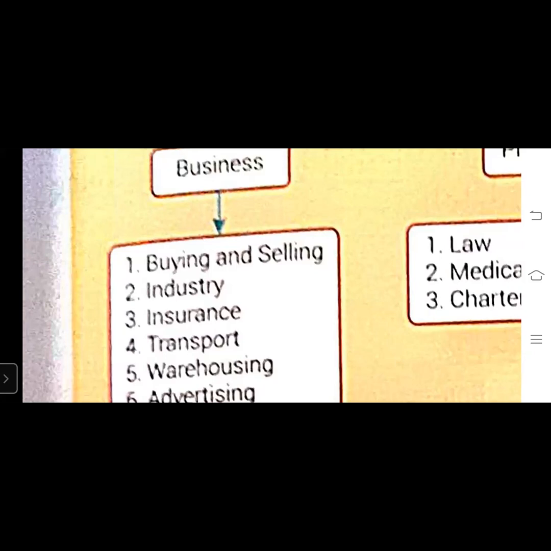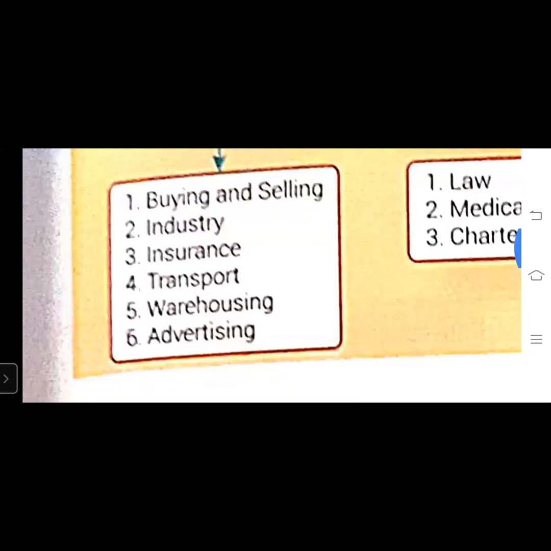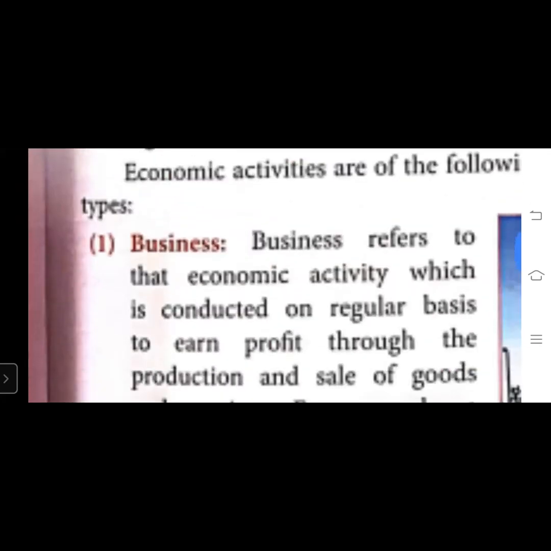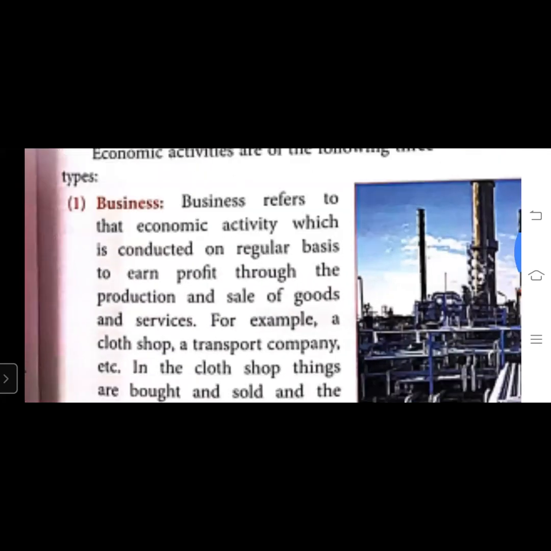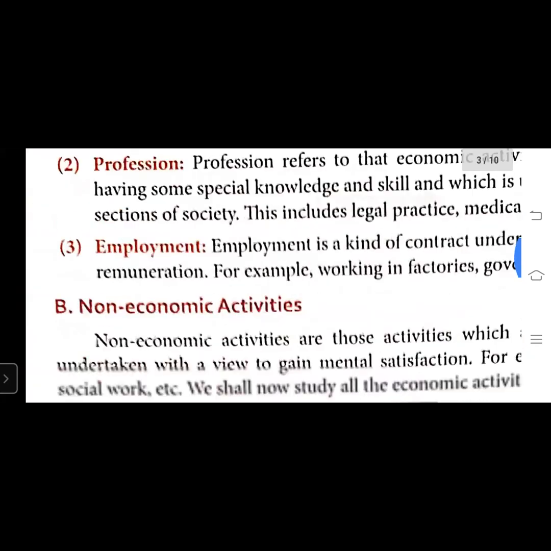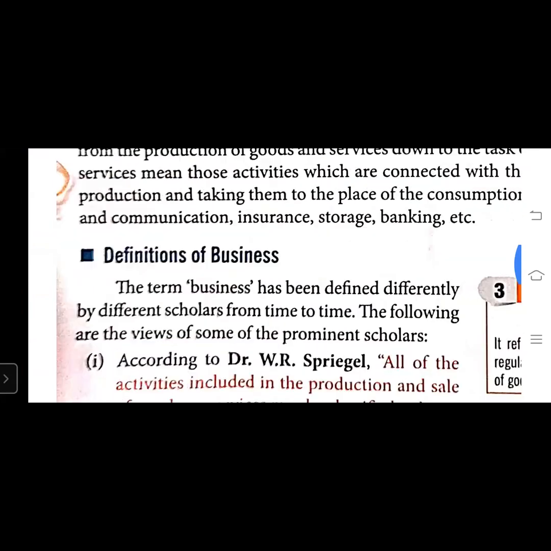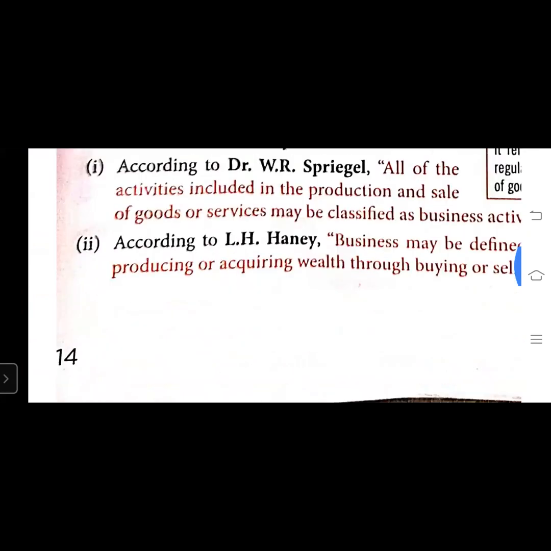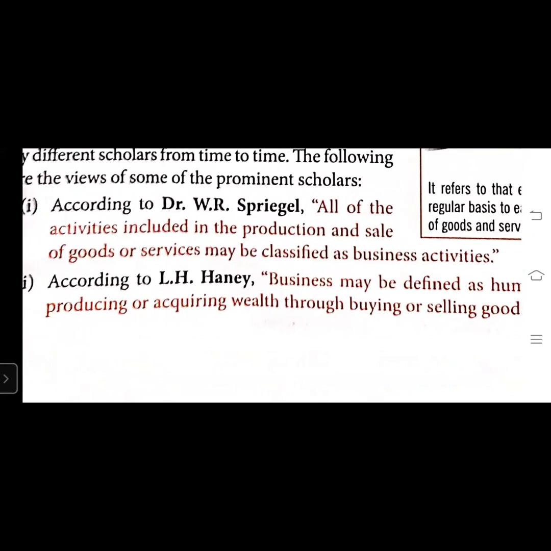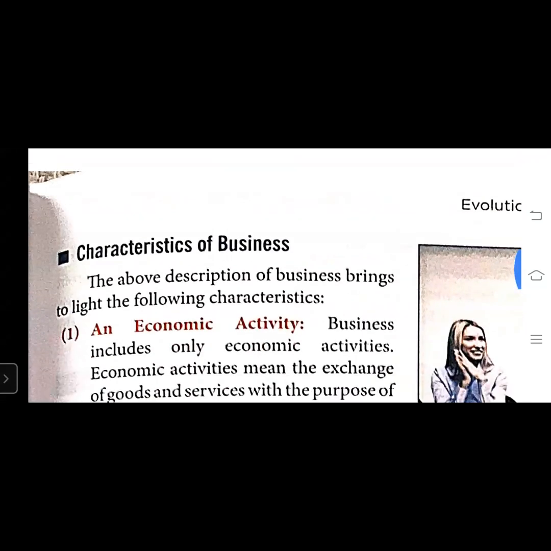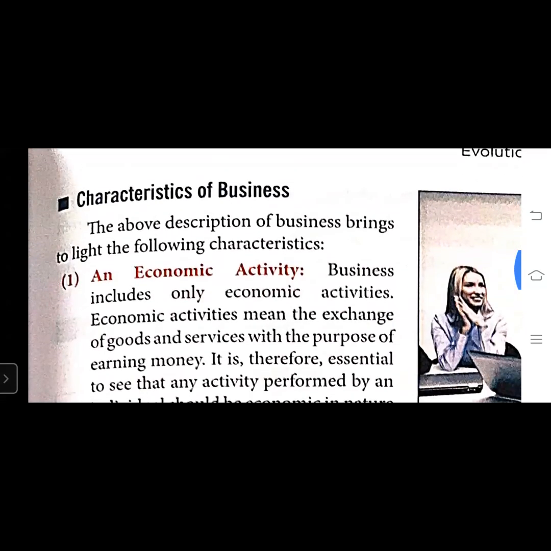The main features of business, the first one is... just wait. These are the definitions. You can learn any one definition according to Dr. W.R. Spriegel and L.H. Haney. Then the characteristics. The above description of business brings to light the following characteristics.